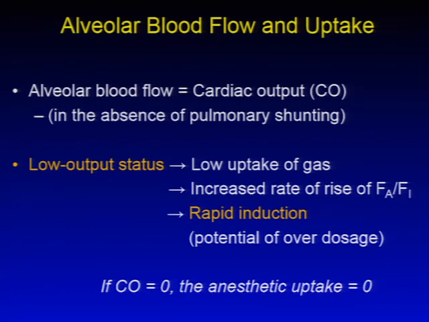of rise of alveolar gas pressure and also inspiratory gas pressure, which means rapid induction of the patient. So that's a potential cause of overdosage. That's the reason you have to be very careful about anesthesia for the trauma patient victim or low cardiac output patient. In theory, if the flow is stopped, then anesthetic uptake becomes zero.